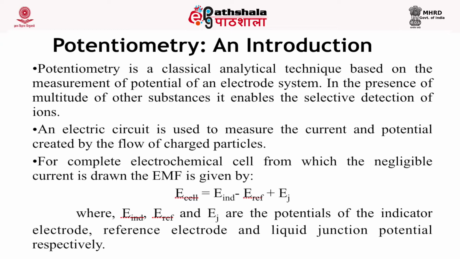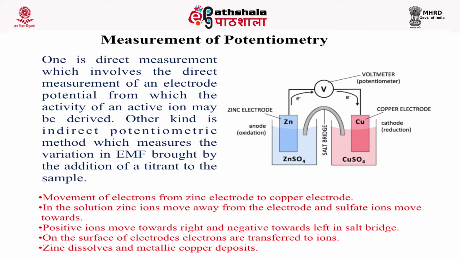The potentiometric methods cover two major types of analysis. One is direct measurement, which involves the direct measurement of an electrode potential from which the activity of an active ion may be derived. The other kind is the indirect potentiometric method, which measures the variation in EMF brought about by the addition of a titrant to the sample.